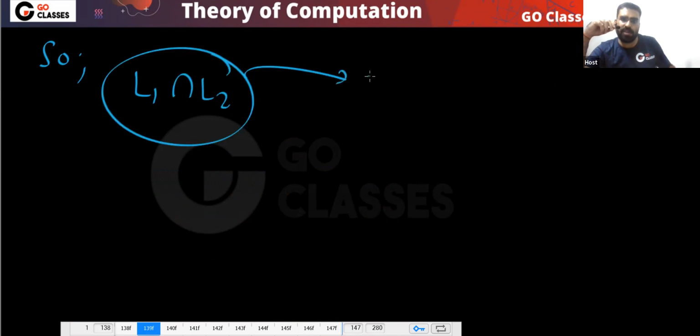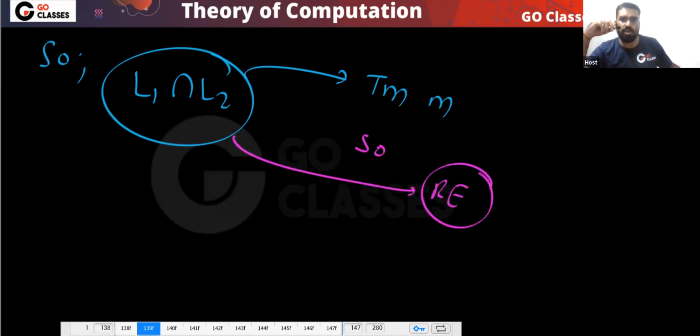So I can say for L1 intersection L2, there is a Turing machine. We have created a Turing machine. So L1 intersection L2 is RE. Clear? But actually, this method will also work. Can you notice this method will also work? The proof number 2.